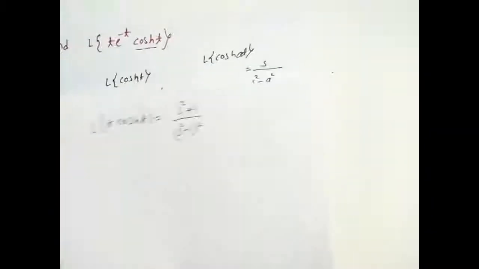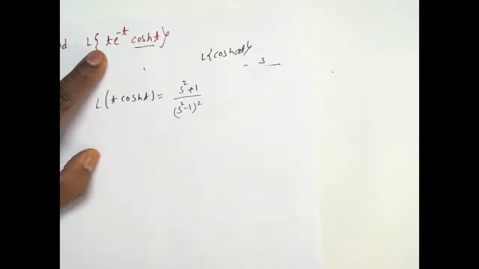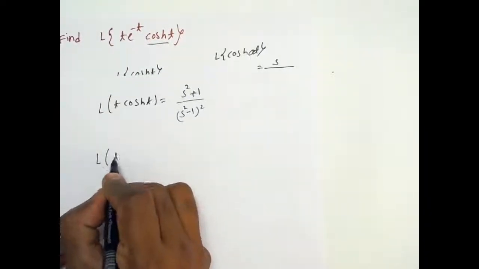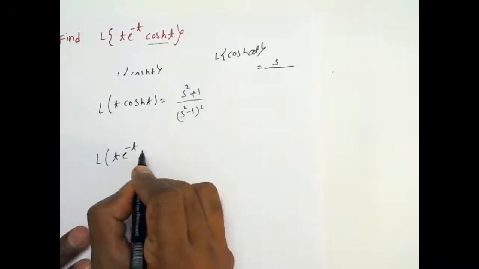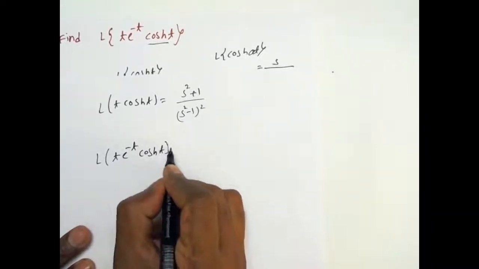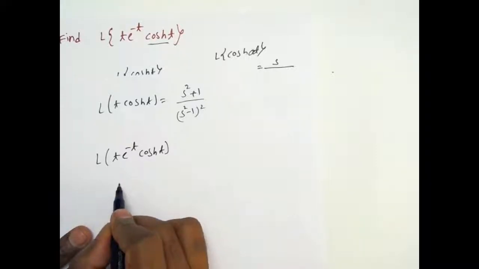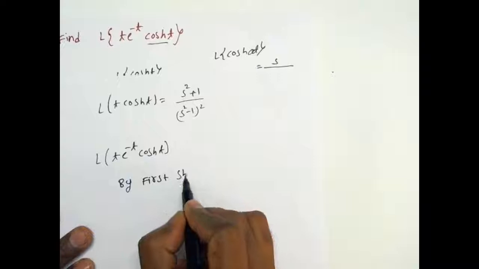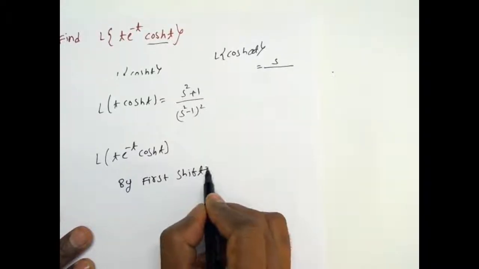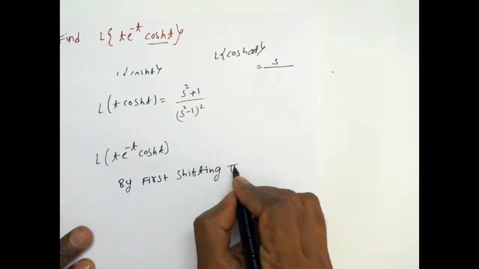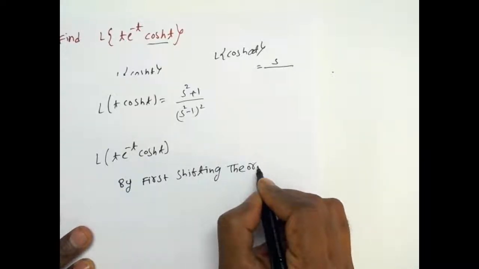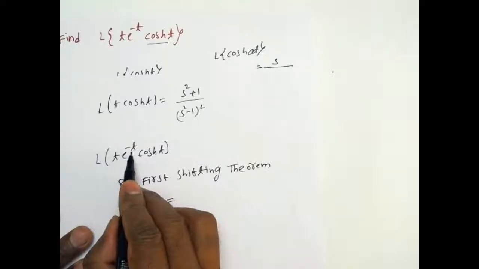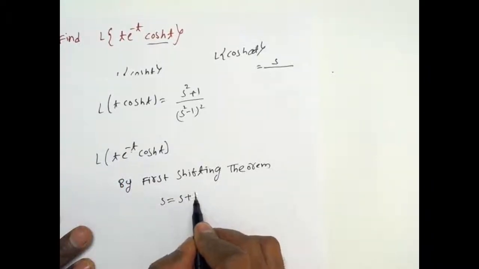Now we have to consider e^(-t) also, that is Laplace of t into e^(-t) cosh t. Now apply the first shifting theorem. Here the t coefficient is minus 1, so s becomes s plus 1.